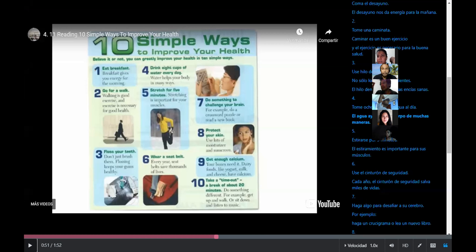Very good. Okay. Fatima, number three. Floss your teeth. Don't just brush them. Number four, Santos. Drink 8 cups of water every day. Water helps the body in many ways. Excellent. 5, George. Stretch for 5 minutes. Stretching is important for your muscles.